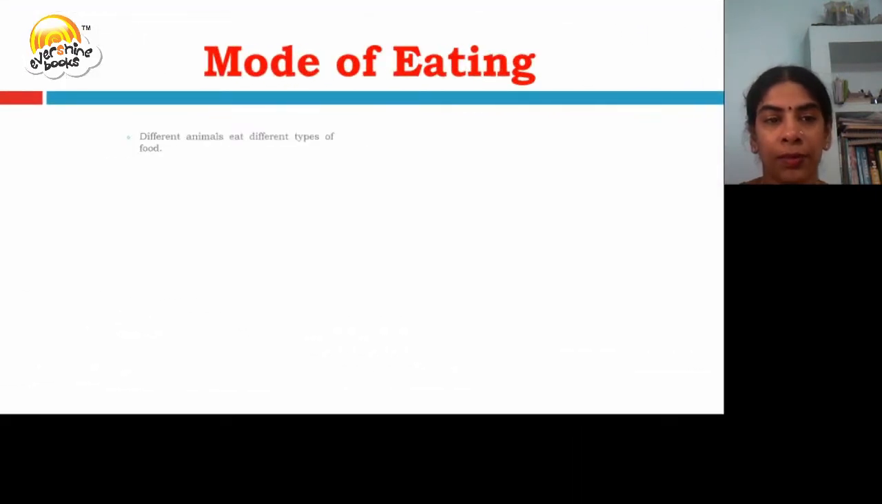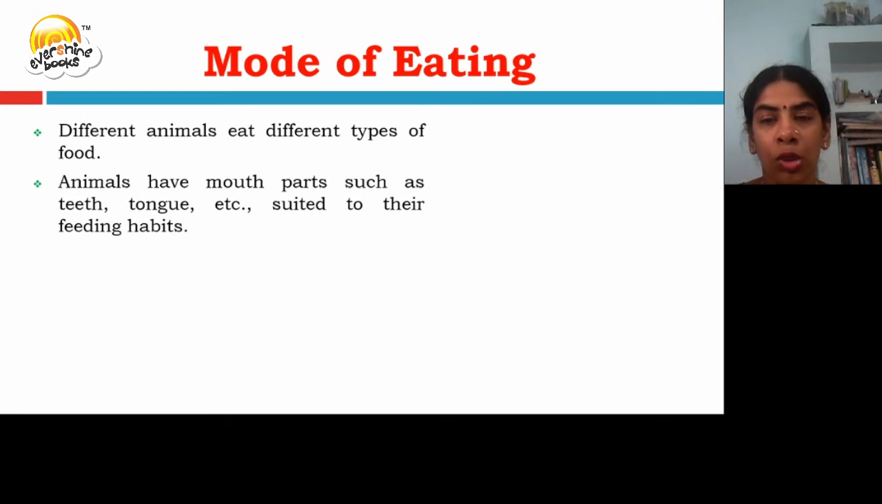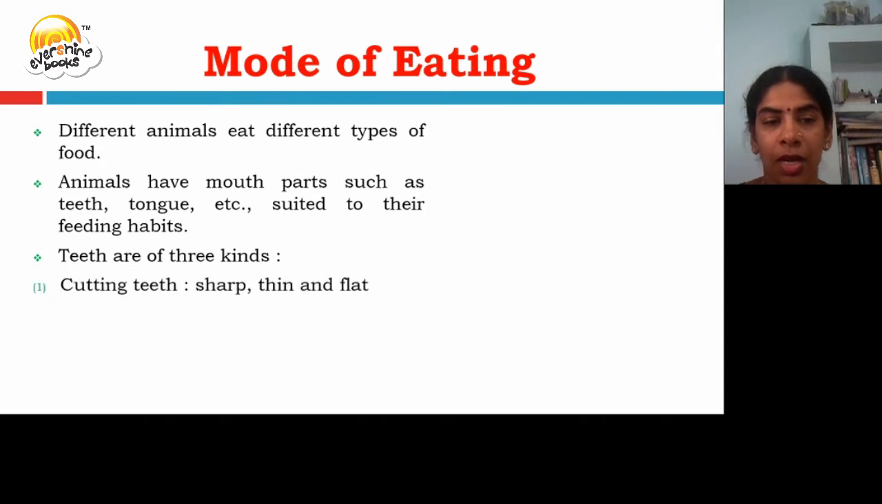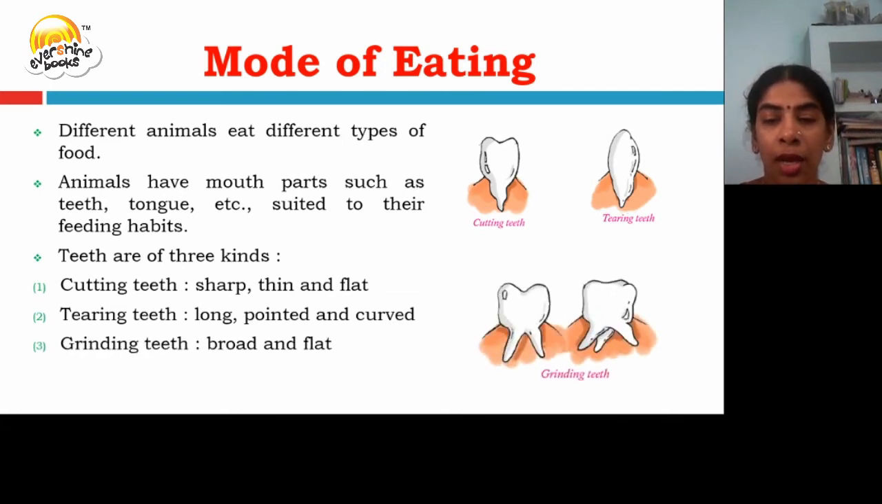Mode of eating. Different animals eat different types of food. Animals have mouth parts such as teeth, tongue, etc. suited to their feeding habits. Teeth are of three kinds. Cutting teeth: sharp, thin and flat. Tearing teeth: long, pointed and curved. Grinding teeth: broad and flat.